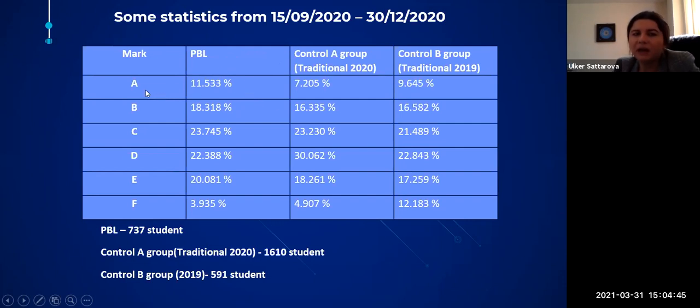Bax, fikir verin ki, A qiyməti, yəni ən yüksək qiymətdə bizim PBL qrupda 11.5% A qiyməti alıb bizim tələbələrin içində. Bir məqamı da deyim. Siz mənə sual verə bilərsiniz ki, adətən olur eksperimental qrup, yəni burada bu PBL qrupudur, və olur kontrol qrup. Niyə burada 2 dənə kontrol qrup var?